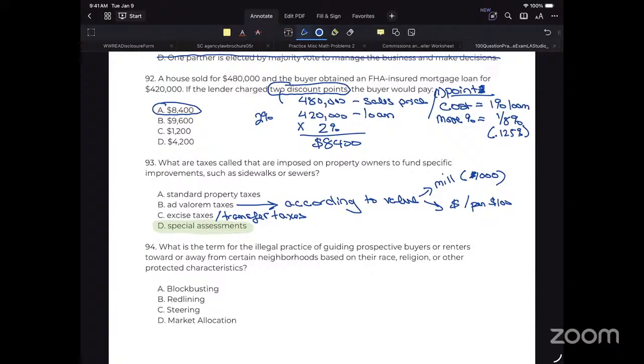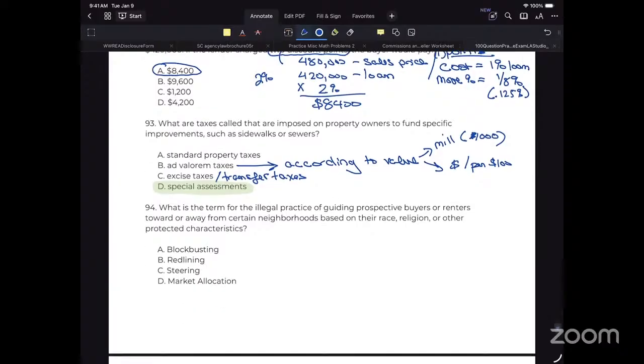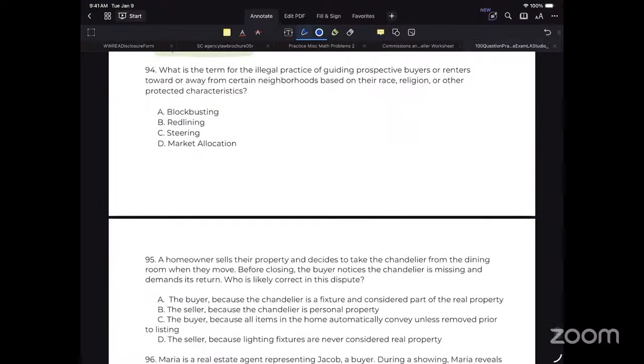All right, number 94. What is the term for the illegal practice of guiding prospective buyers or renters toward or away from certain neighborhoods based on their race, religion, or other protected characteristics? So we know this is fair housing.